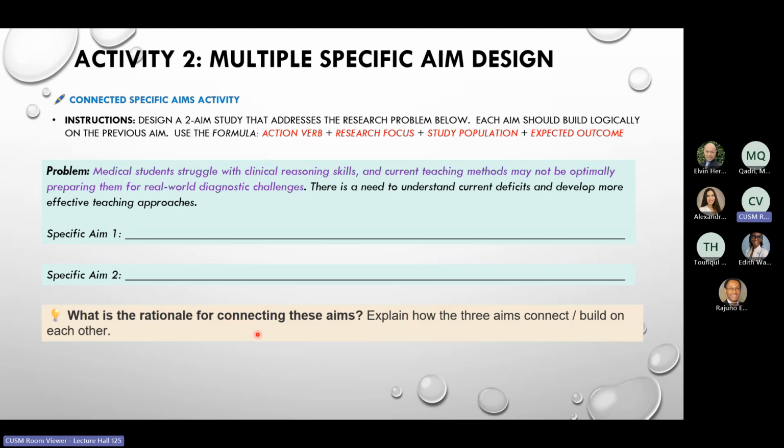The take-home message I want you to derive from this slide is, what is the rationale for connecting these aims? Explain how the three aims, or actually two aims in this case, connect and build on each other. They're all centering around this idea of identifying clinical reasoning skill strategies in a specific population of medical students towards real-world diagnostic application.